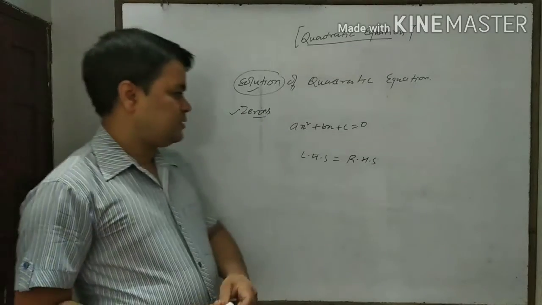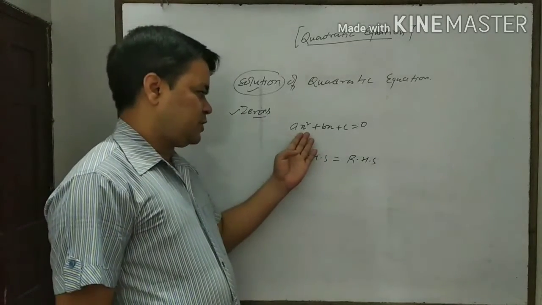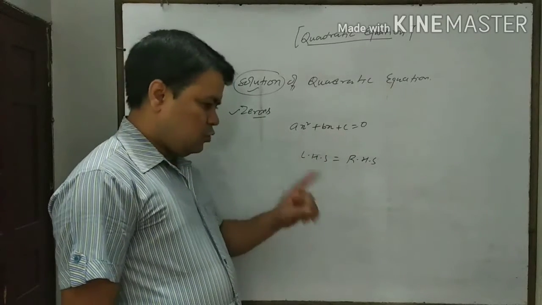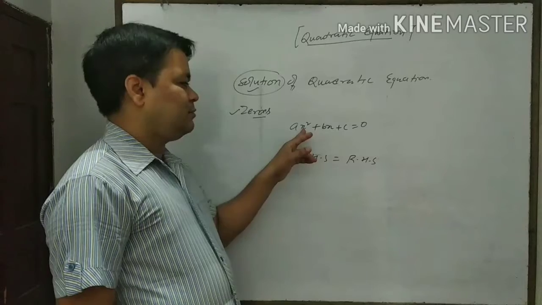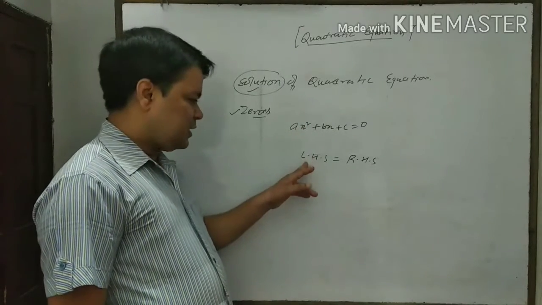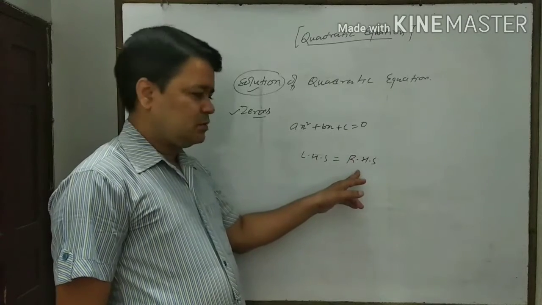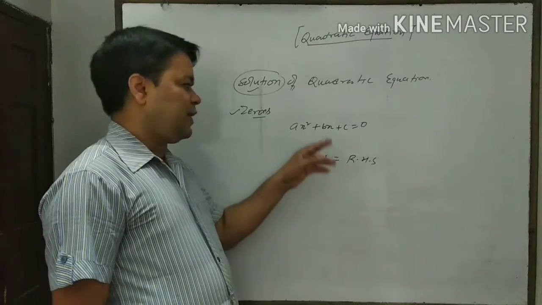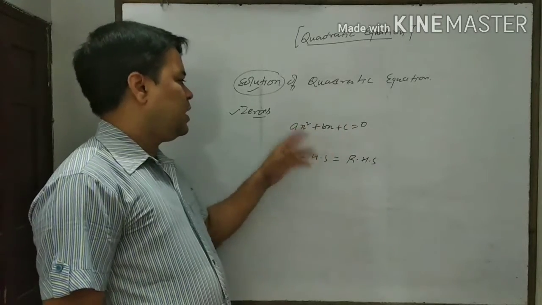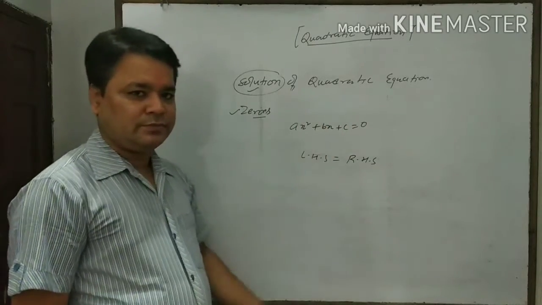Once again, try to understand. If we have a quadratic equation ax square plus bx plus c, and we have some value of x for which the left hand side is equal to the right hand side, then that value of x is called a solution of this quadratic equation or a zero of the quadratic equation.